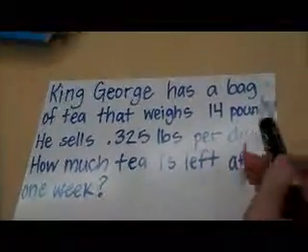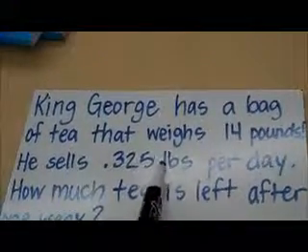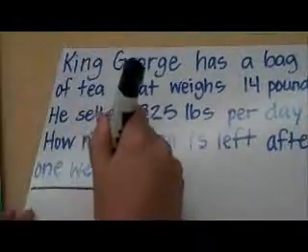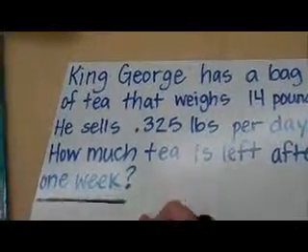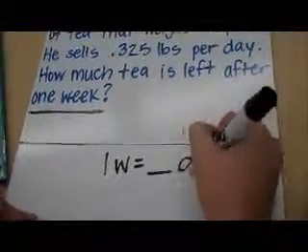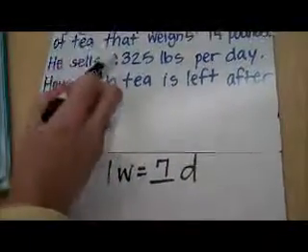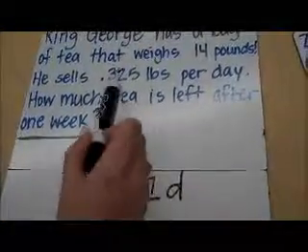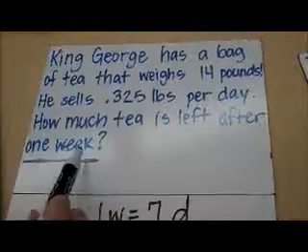Okay, so he has 14 pounds total. We know that he sells 0.325 pounds per day, and we need to know how much is left after 1 week. Okay, you have to think how many days are in 1 week. I think I saw this on some math minutes the week before break. 1 week is how many days? This should be very simple. 7 days. So we're going to take 325 thousandths and we're going to multiply it by 7 because we know that he sells this much pounds of tea per day. And we're thinking about 1 week total.